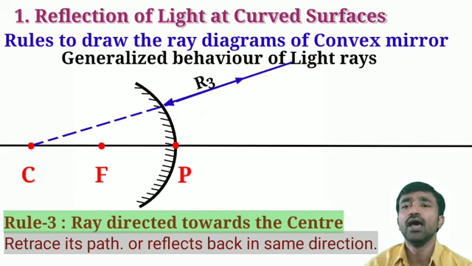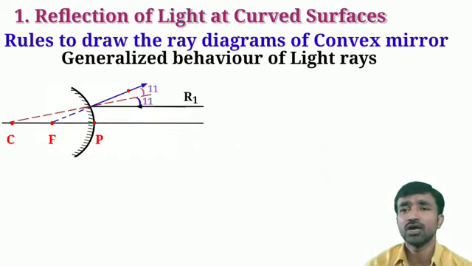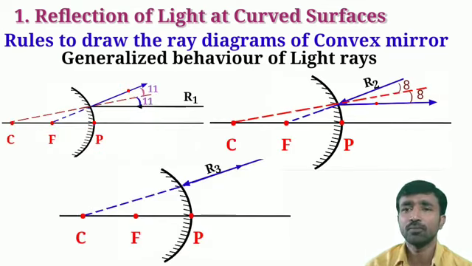These rays R1, R2, R3 are possible, and any two of these three we can use in the construction of ray diagrams.